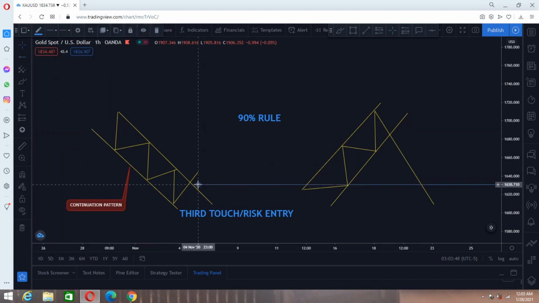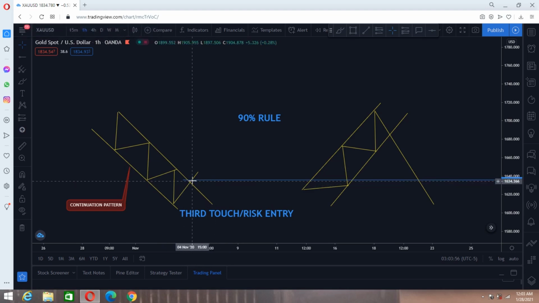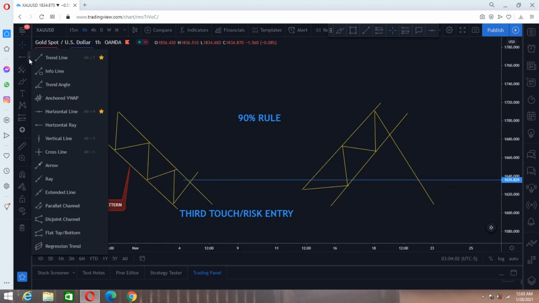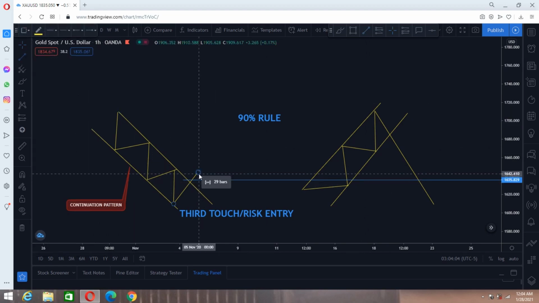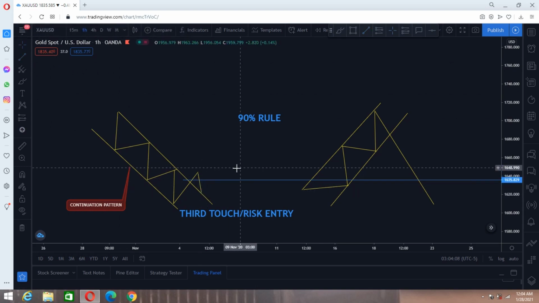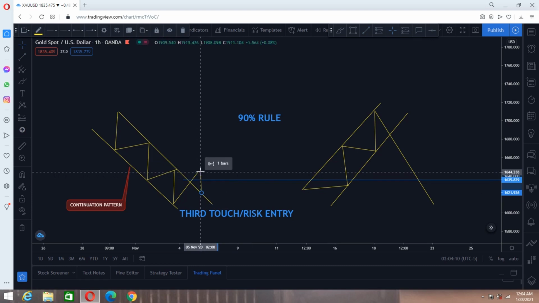You enter the trade here where I put the blue line. You enter the trade, then it goes up, then it comes back for a retest. When it comes back for a retest, it hits you up if you put it on break even, or it hits your stop loss.